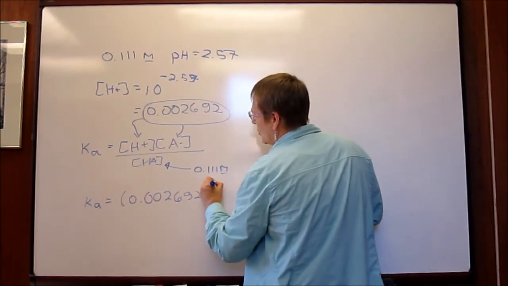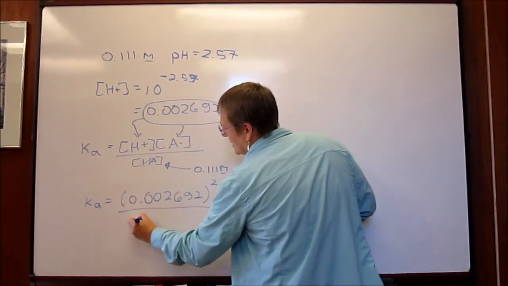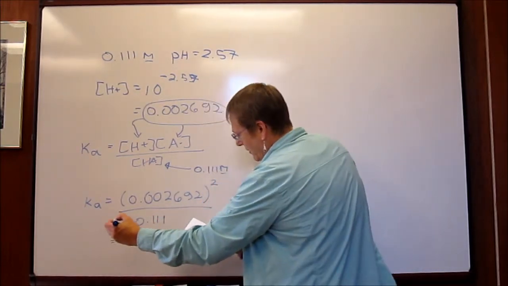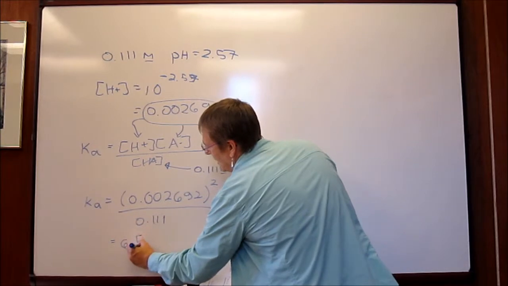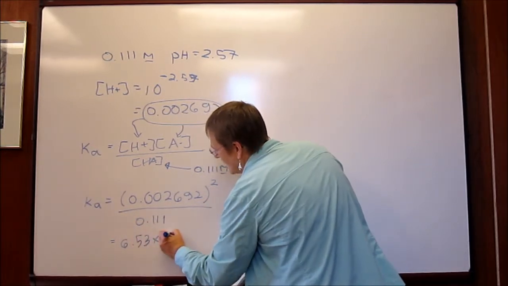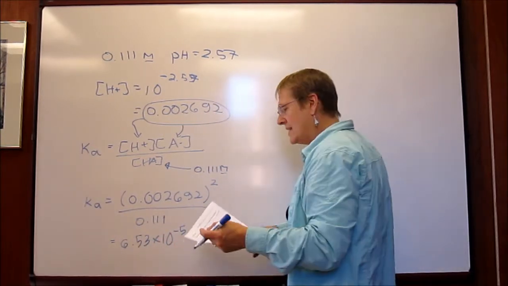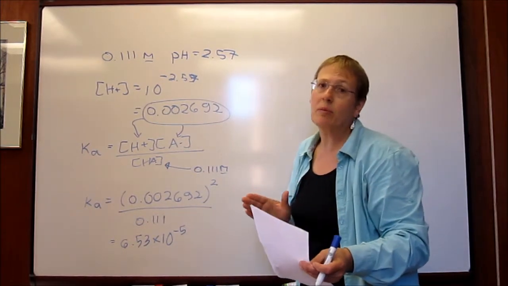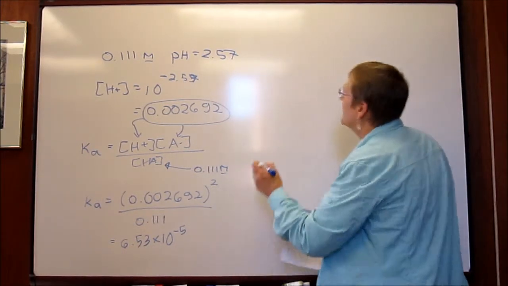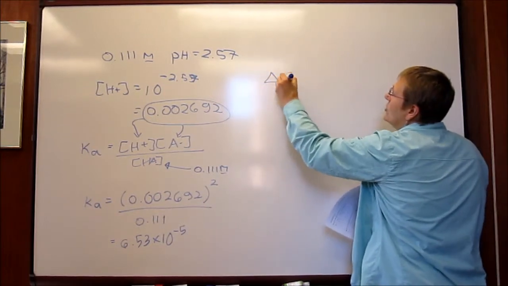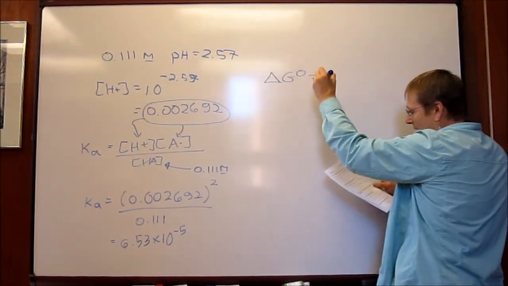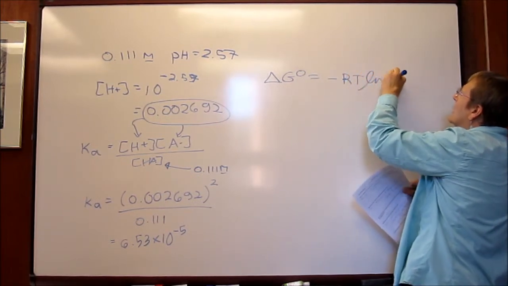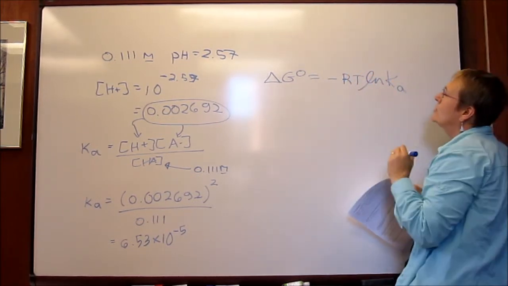So then it becomes a simple mathematical calculation of 0.00262 squared over 0.111, and that equals 6.53 times 10 to the minus 5. So that is how we figure out our Ka. Now, using the Ka, which is just a specific form of Keq, we can calculate delta G naught using the equation delta G naught equals negative RT ln Ka, or Keq, whichever you like.